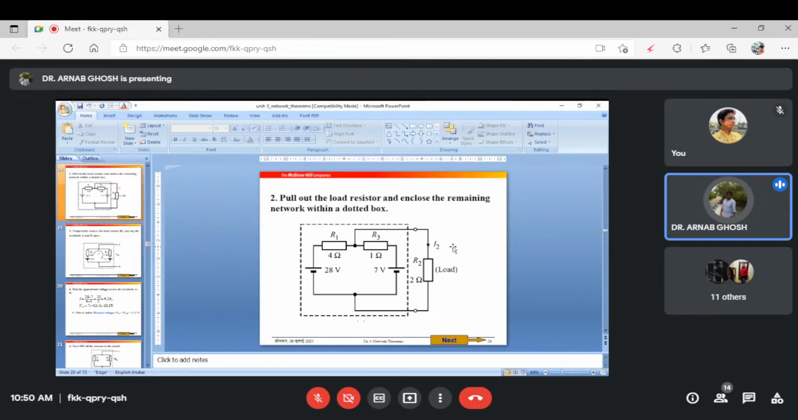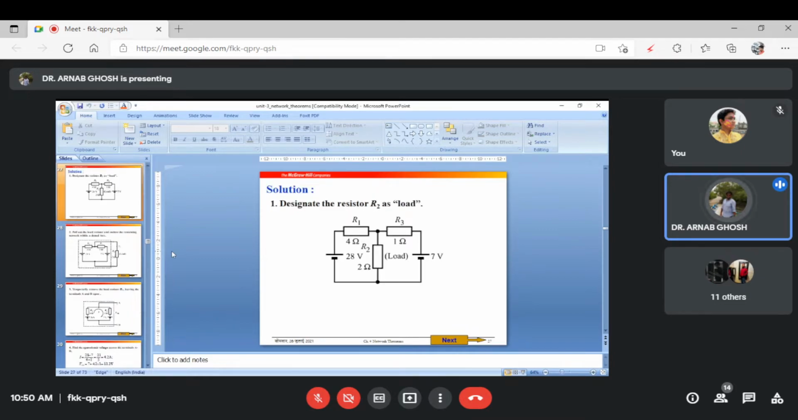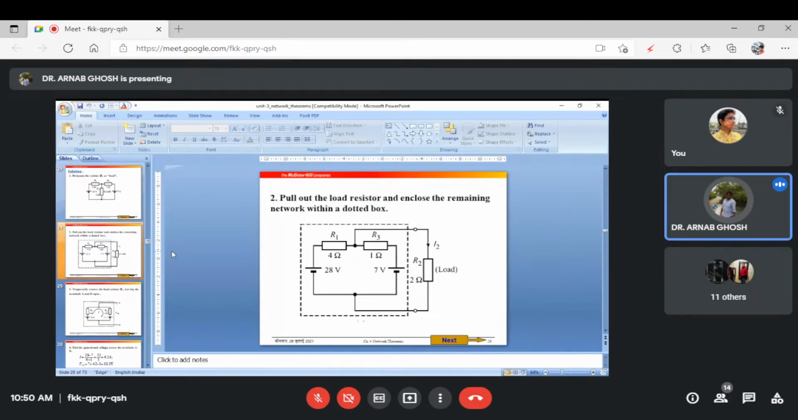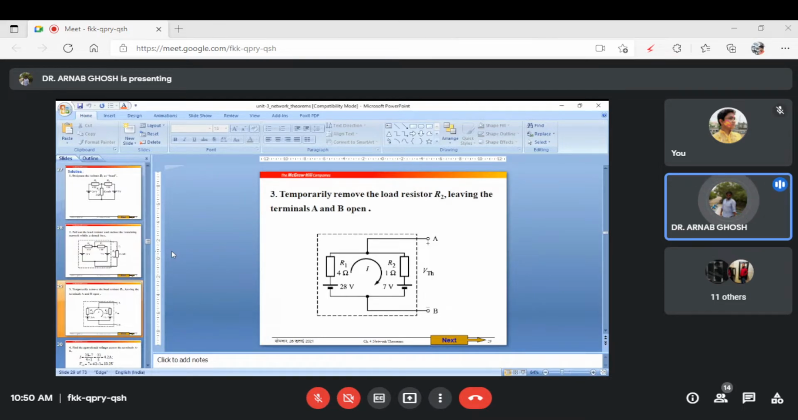So what you are left with is this part of the circuit. You forget about this load resistance. This load resistance is removed, which is the first part. So we are left with R1, R3 and the two voltage sources. Okay. So we are open circuiting this, right? And we are tagging these two as A and B terminals and this open circuit voltage as VTH or Thevenin's voltage. Am I clear?